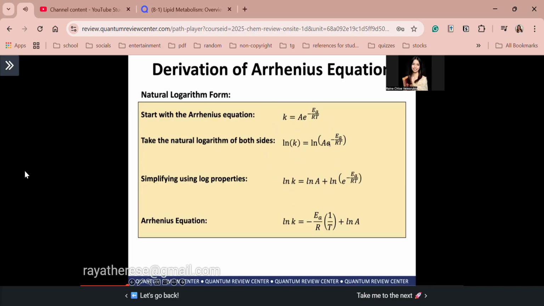So ln k is equal to ln A plus ln e to the power of negative Ea over RT. Remember, guys, ln of A times e, if you separate it, becomes ln A plus ln e, based on our logarithmic properties. And we know, guys, that the ln of e is just itself, right? This exponent. So ln e to the power of negative Ea over RT is just equal to negative Ea over RT. Remember that. Therefore, the natural logarithm form of the Arrhenius equation is ln k is equal to negative Ea over R times 1 over T plus ln A. I hope it's clear, guys. Again, that's how you derive it.